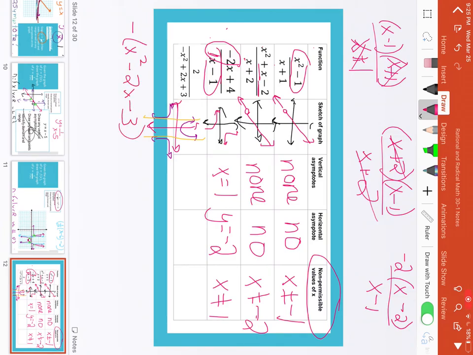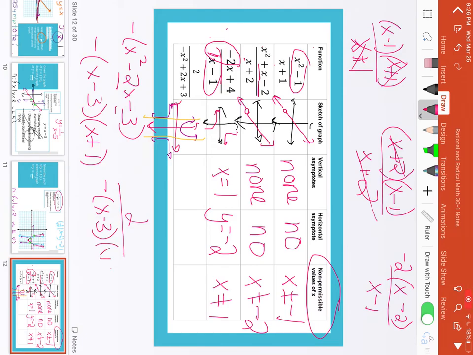Two numbers that multiply to give me -3 and add to give me -2 are -3 and +1. So then my new rational expression is just 2 over -(x minus 3)(x plus 1). So then my vertical asymptotes would be x equals -1 and x equals +3 because those are the zeros of the factors in my denominator.